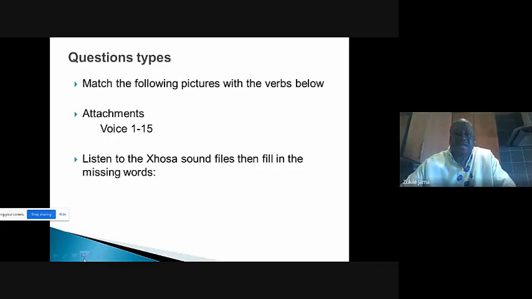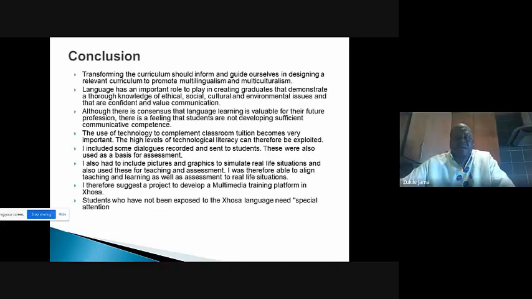But I think I would just like now to conclude as a way forward. That language is an important role to play in creating graduates that demonstrate a thorough knowledge of ethical, social, and cultural environmental issues, and that are confident and value communication. The use of technology, therefore, is very important in complementing your classroom instructions. For instance, I've included some dialogues which are accompanied by text, and students have got to practice those and repeat after the native speaker. I also included pictures and graphics to stimulate real life situations, and also use these in teaching and assessment. I was therefore able to align teaching and learning as well as assessment to real life situation.